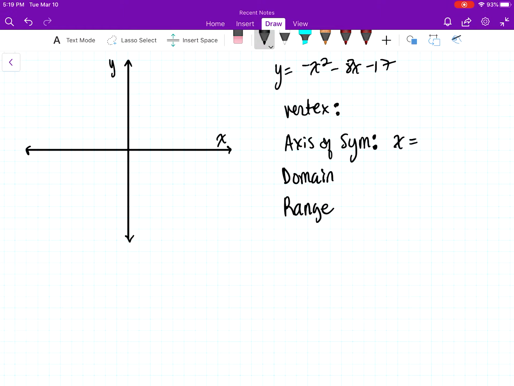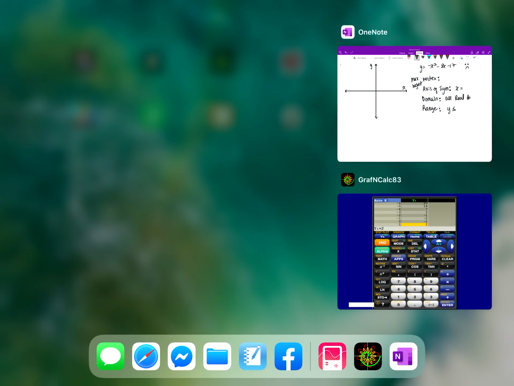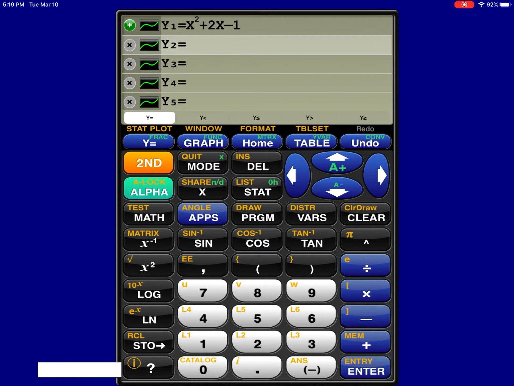And if I look at this up above, my a value is negative 1. So that means I have a sad parabola. So this is going to be a maximum value, a highest value. So whatever my vertex is, it's going to be my highest point. So my range is going to be y less than or equal to. My domain is still going to be all real numbers. Okay?